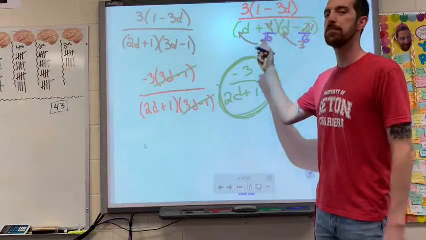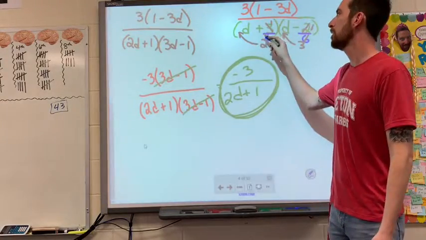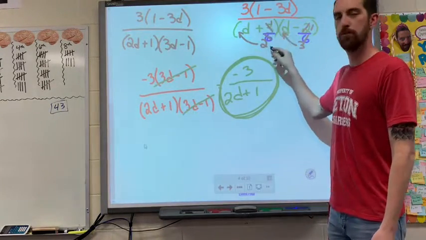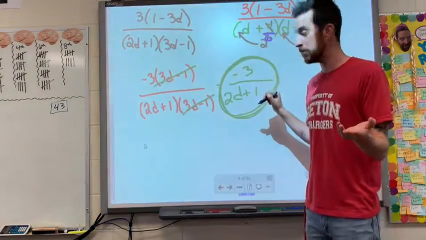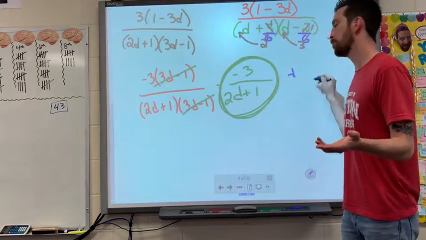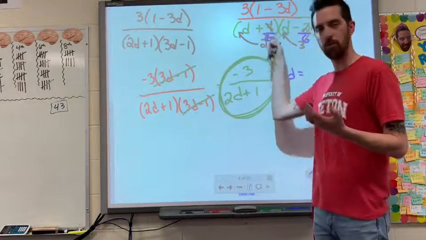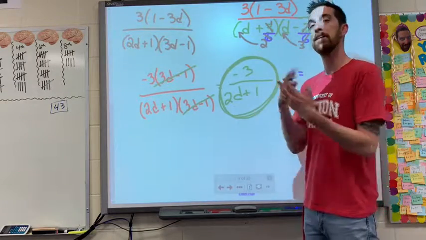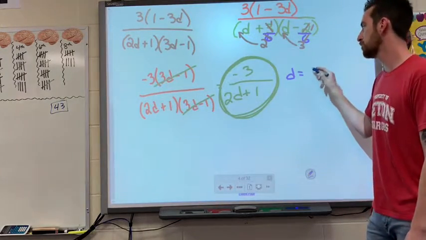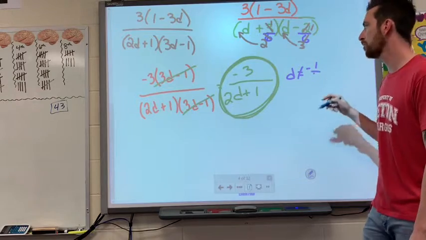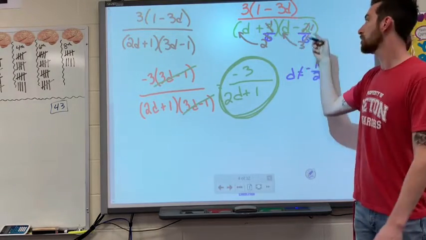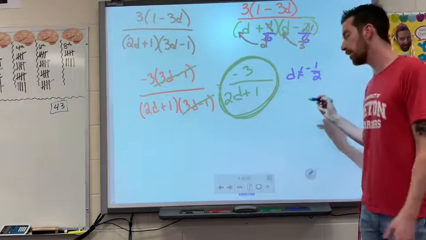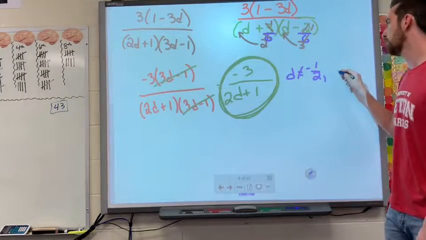So if you look back to this step, it'll actually make it easier. We had d plus 1 over 2. The nice thing is you could just say that, remember it's like the opposite. If you see plus 1/2, then it cannot be negative 1/2. So d cannot equal negative 1/2. This one said d minus 1/3, so d could not be positive 1/3.